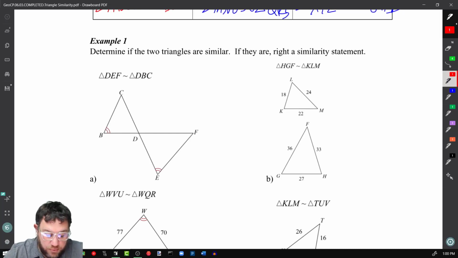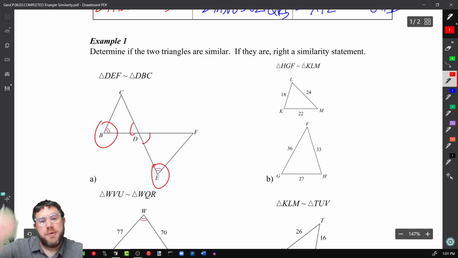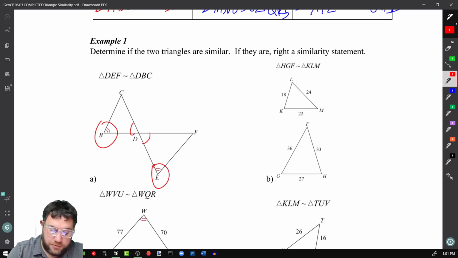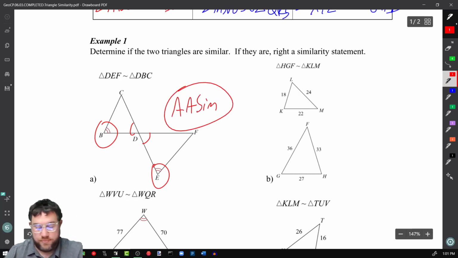So in example 1A, we've got B and E are congruent, and we've got vertical angles. Remember, you see those vertical angles, you need to mark them congruent, period. So here we've got 2 pairs of angles that are congruent. So this would be angle similarity.